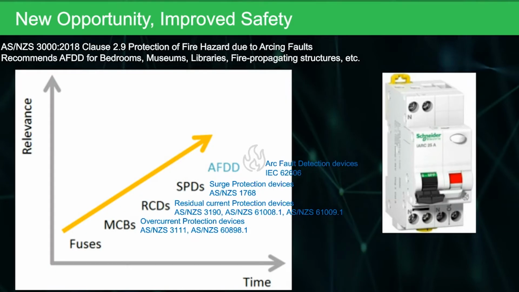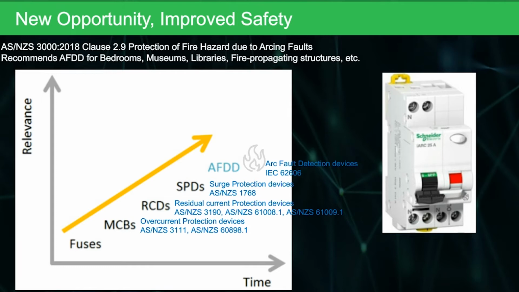And just to finish off, it's an opportunity, it improves safety. If you look at where we have been over the years, we started off with fuses many years ago. But they were slow acting and they were only property protection at best. MCBs came onto the market, took hold, replaced those fuses. They provide overcurrent protection. They certainly increased the speed of reaction to the overload. But again, they're property protection in the main.